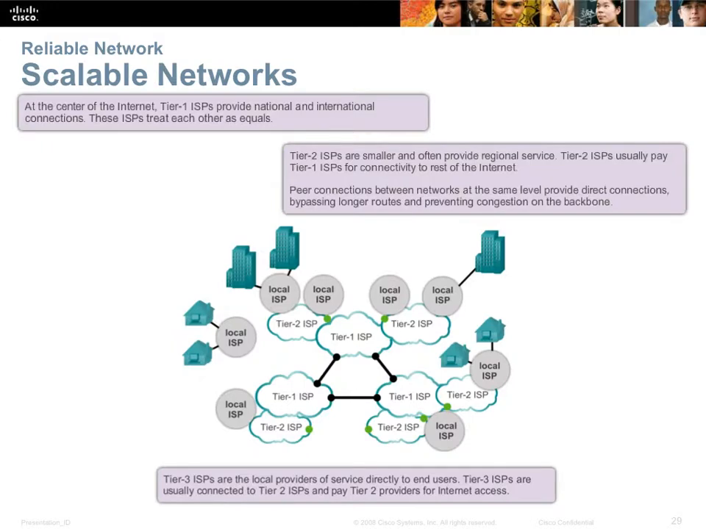Okay? We talked about scalability. We said that scalability means that I can expand my number of users without affecting the performance of the existing ones. So how can we make this happen in the internet? The way that we make this happen on the internet is by having what we call a hierarchical architecture.